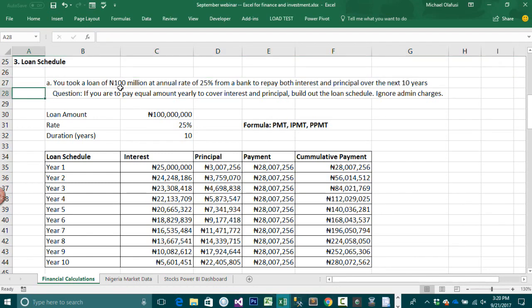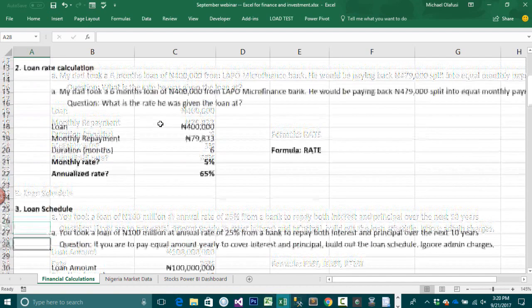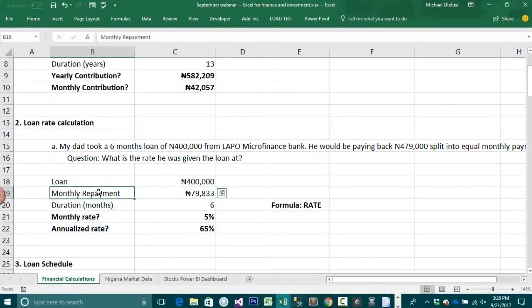So you took a loan of 100 million naira at an annual rate of, let me increase the zoom, 25% from a bank, and you'll be repaying both interest and principal over the next 10 years. So the question is this: if you are going to be paying back equal amounts to cover interest and principal, which is similar to this one I just finished, because my dad was paying back the same 79,833 naira every month. So that means he's covering both the principal and the interest, but paying back exactly the same amount.